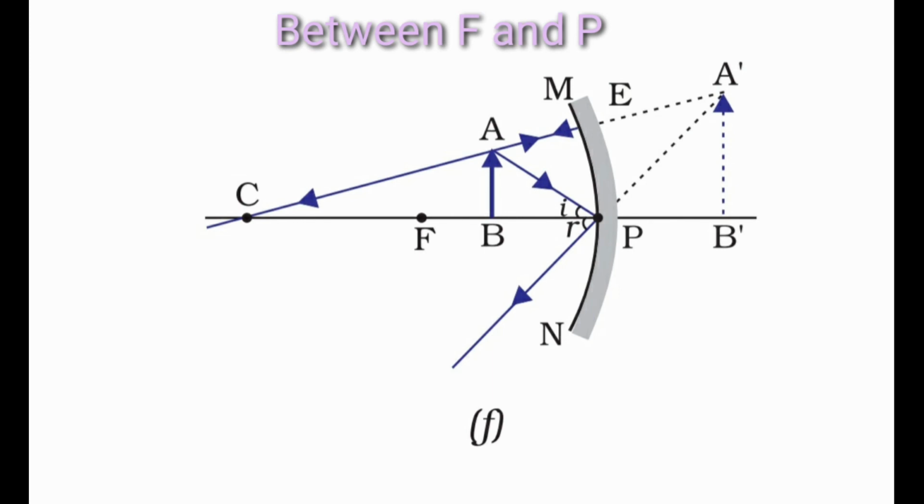Last case, when the object is placed between F and P. Two rays, one passing through the center of curvature, rebounces or retraces its path. Second one, when a light ray is incident at the pole at an angle, it will be reflected at the same angle below the principal axis. Hence, the image will be formed behind the mirror. That's why we use the dotted lines here, and the image is virtual and erect.